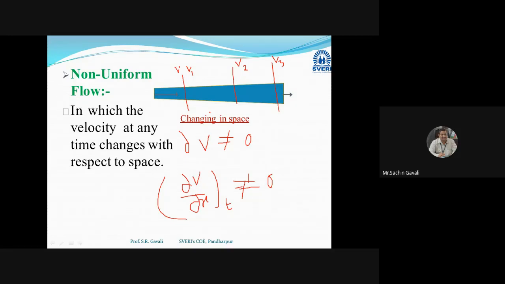Understood? Any doubt? Uniform flow, non-uniform flow? Any doubt? No, sir. Okay, thank you. Any other? Only Prathamesh is giving answer. Others, please. Pramod Avlekar. Okay. Diksha Admile. Okay. Shivani Nene. Good. Good.